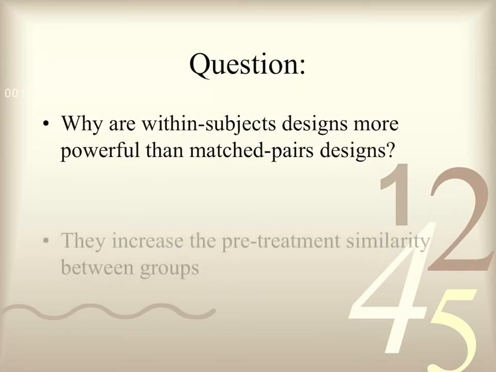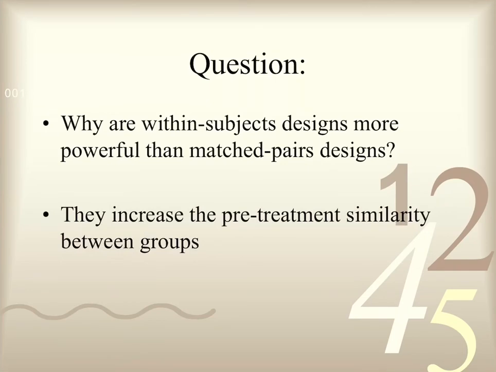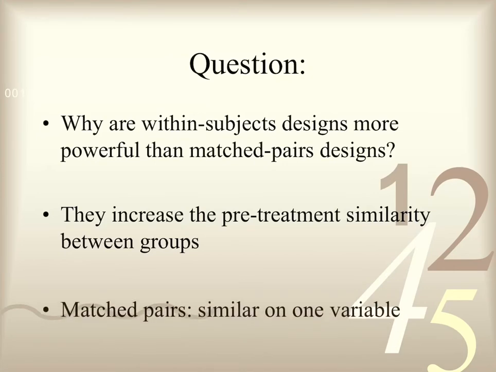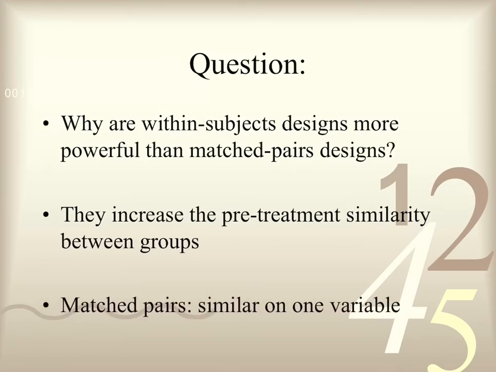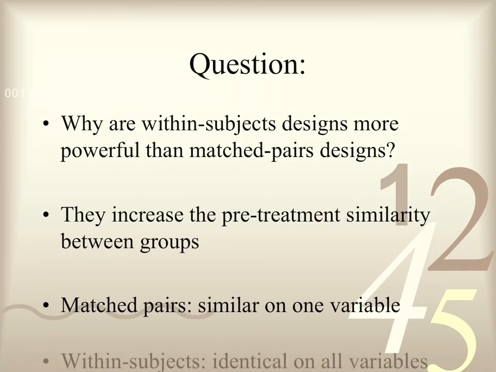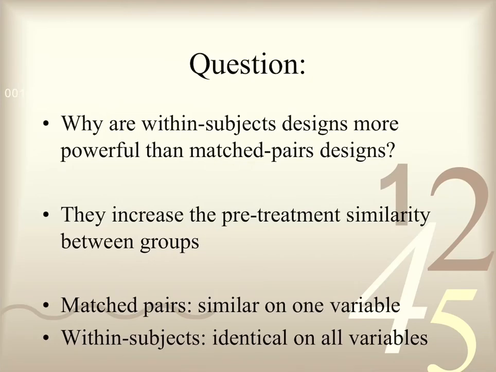Okay, why are these designs more powerful? Because they increase the pre-treatment similarity between groups. Whereas in the matched pairs design, people in one group are similar to those in the other group on one variable. In a within subjects design, they are identical, or at least nearly identical, on all variables. Identical in gender, identical in IQ, identical in childhood experiences, identical in genetic factors, temperament, etc. Within subject design maximizes this pre-treatment similarity.